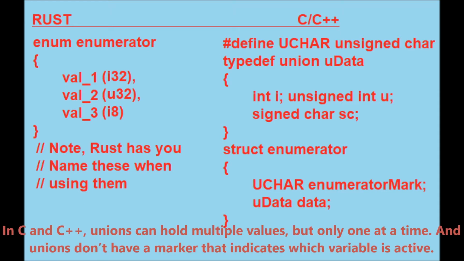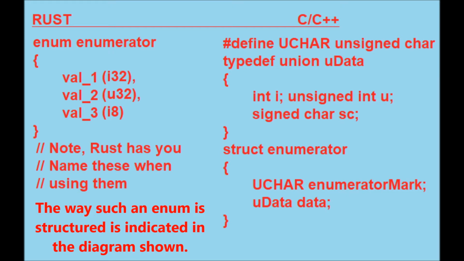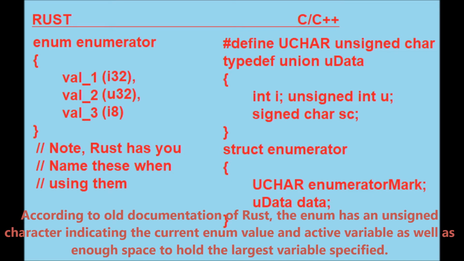In C and C++, unions can hold multiple values, but only one at a time. And unions don't have a marker that indicates which variable is active. Rust enums can either be a C enum or the union that does have a marker indicating the active variable. The way such an enum is structured is indicated in the diagram shown. According to old documentation of Rust, the enum has an unsigned character indicating the current enum value, and active variable, as well as enough space to hold the largest variable specified.